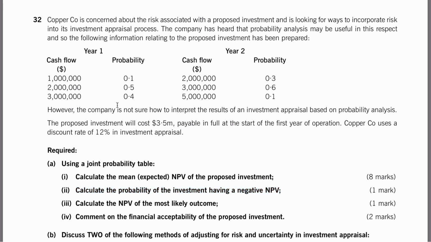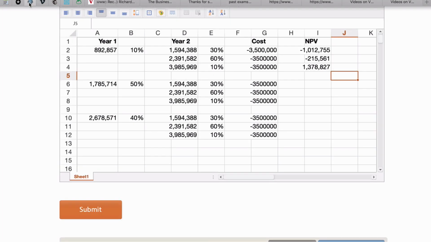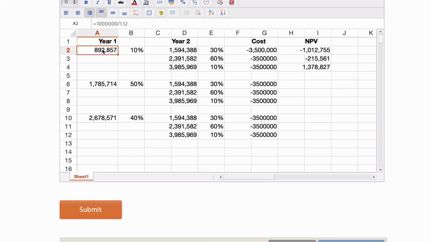So here's the cash flows in year one, 1 million, 2 million and 3 million, okay? So let's put those in. That's the 1 million, discounted down, look, at 12%. That's the 2 million, discounted down, just divided by 1.12, that's all I've done. And that's the 3 million, discounted down at 12%. And then these are the probabilities, 10, 15, 40.